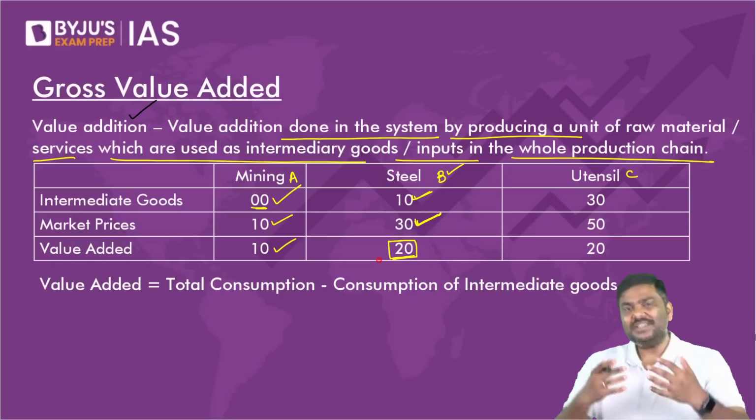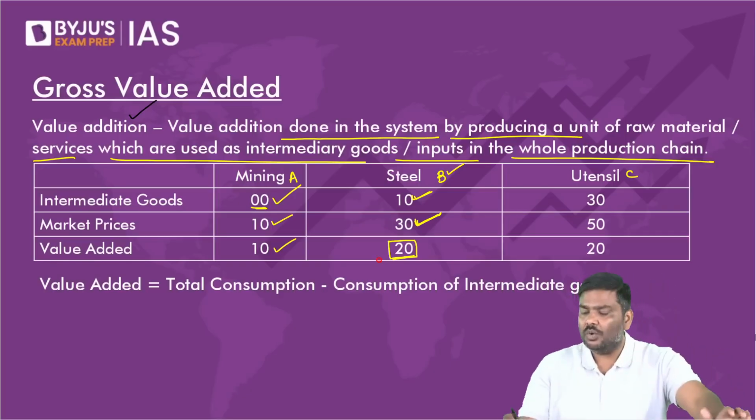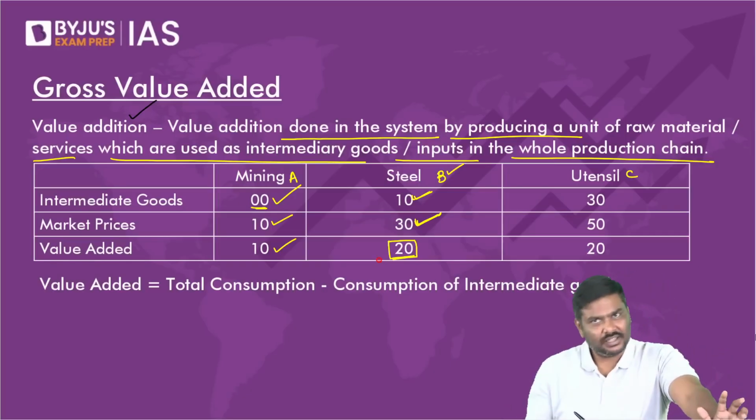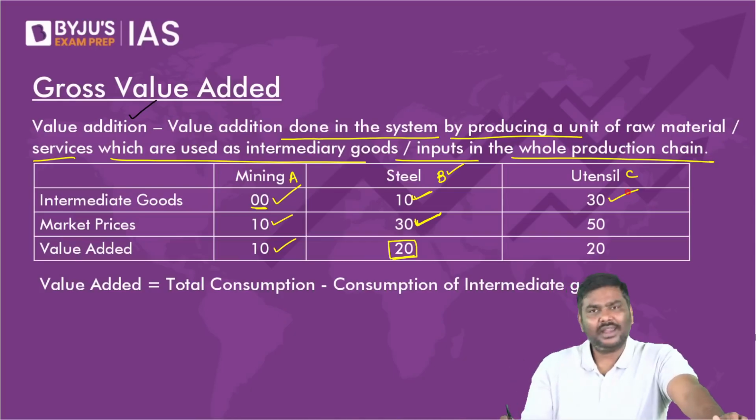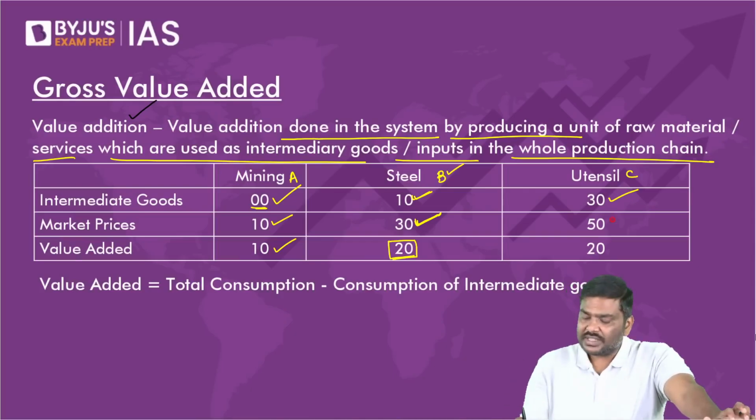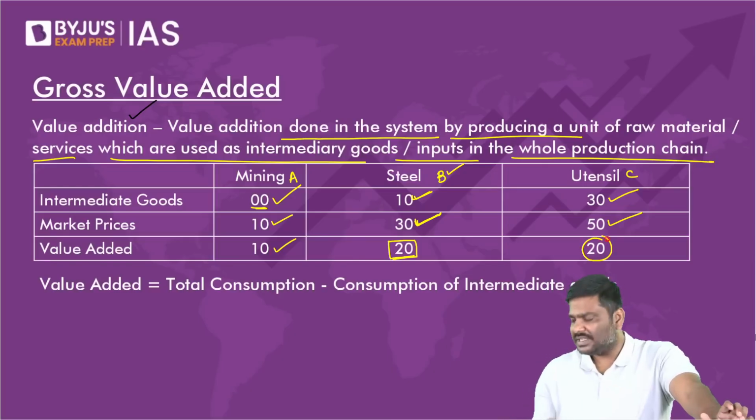Company C will purchase raw material, that is an intermediary good, steel sheet at 30, convert that into a utensil, and sell it in the market at 50. What is the value addition done by company C here? Company C does value addition of 20 rupees.